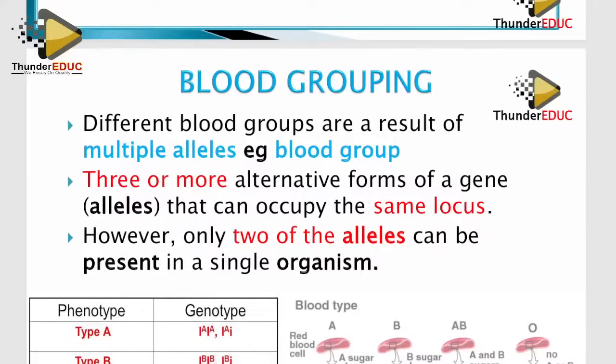How many alleles? There are 3 alleles. That's why it's called multiple alleles. 3 alleles: allele for A, allele for B, and allele for O.